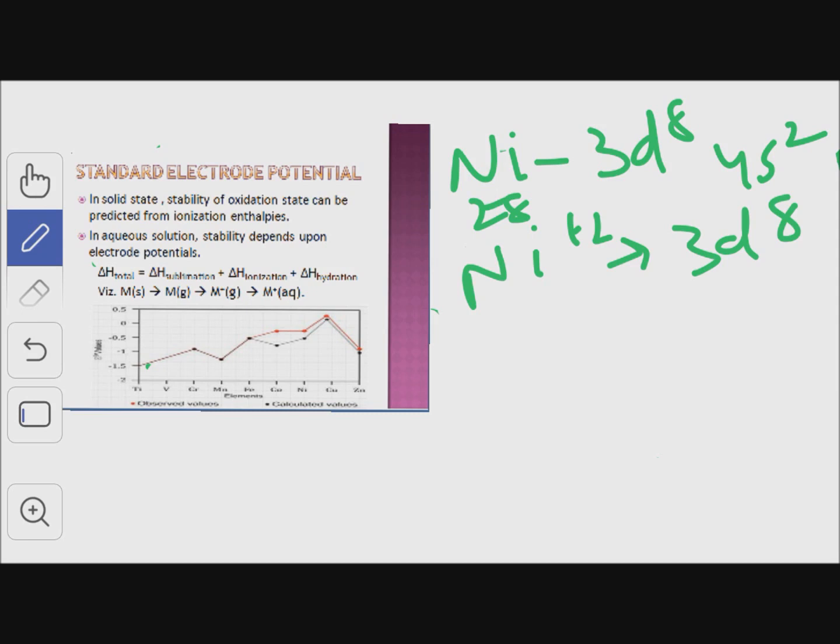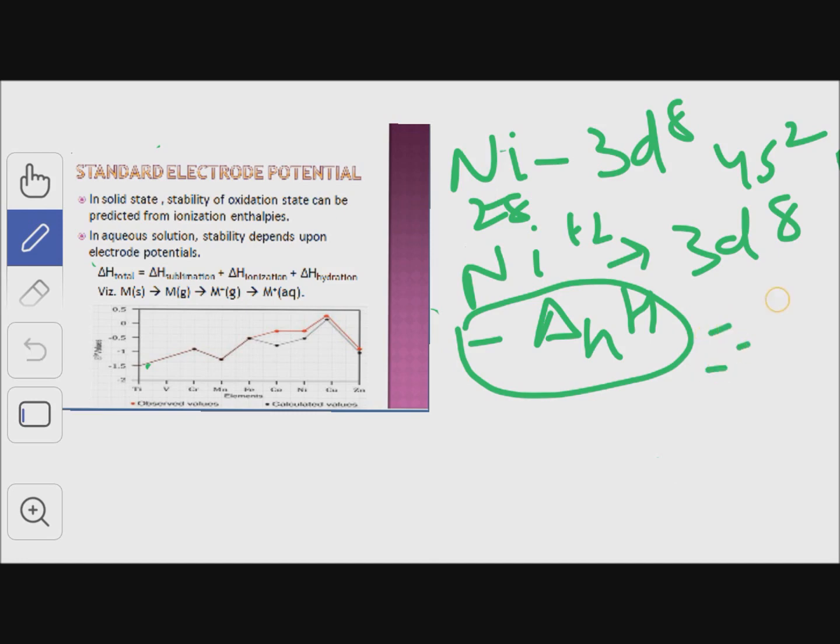But due to high negative enthalpy of hydration, its electrode potential becomes more negative, due to the more negative value of hydration enthalpy.